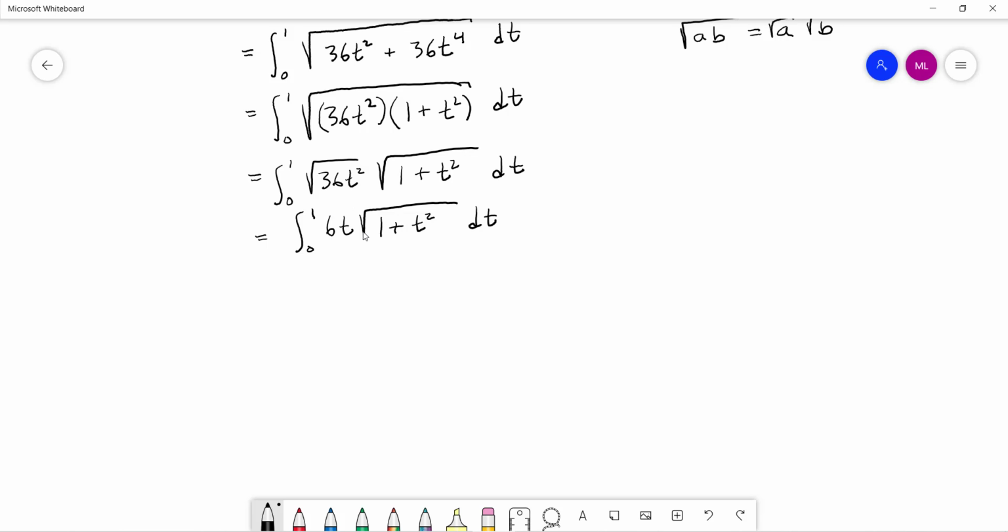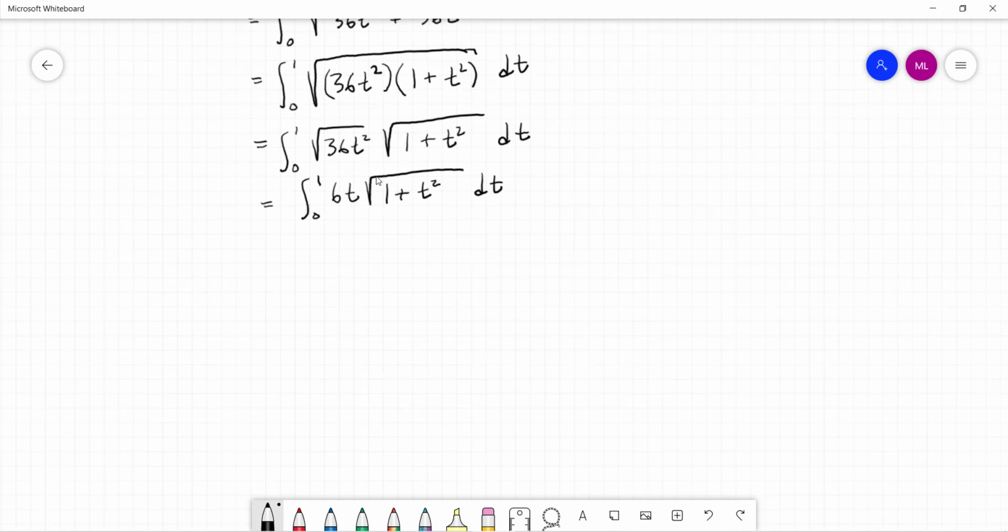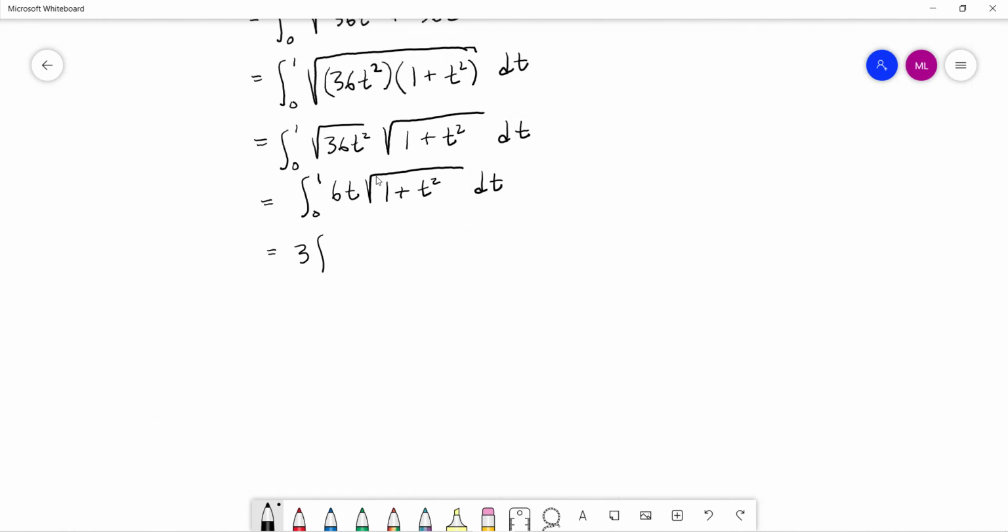So after all of that, I've got a u substitution problem. Inside here, the derivative of this stuff inside the square root is going to be a 2t. I have a 6t out here. So if I just change this to a 3 times the integral from 0 to 1 of a 2t, in fact, let's maybe even write them in a different order. Let's write it as the square root of 1 plus t squared times 2t dt. Then all I need to do is let my u be equal to 1 plus t squared. That means that du will be 2t dt, which is exactly what we've got right here.